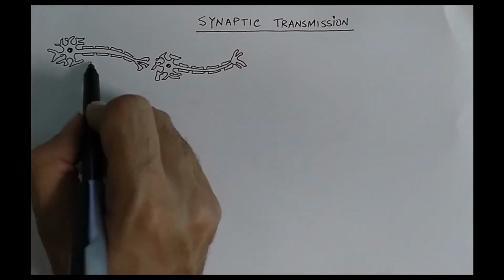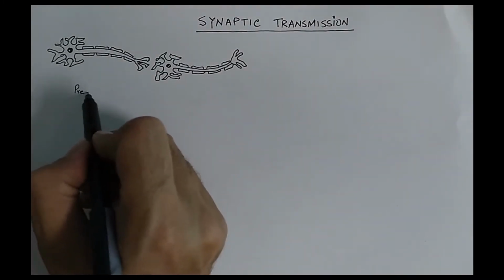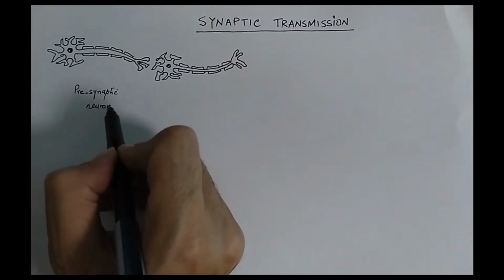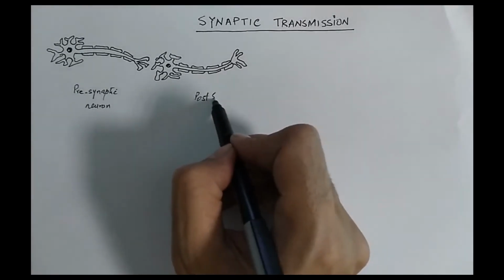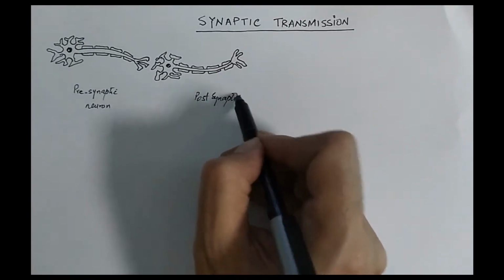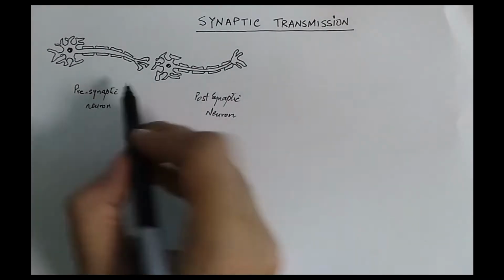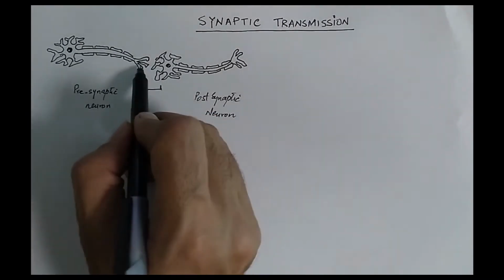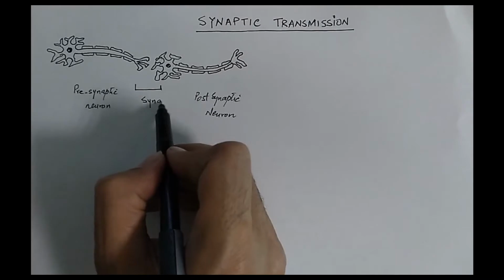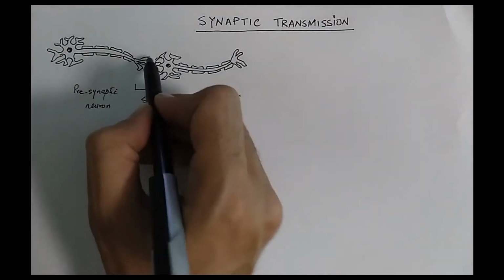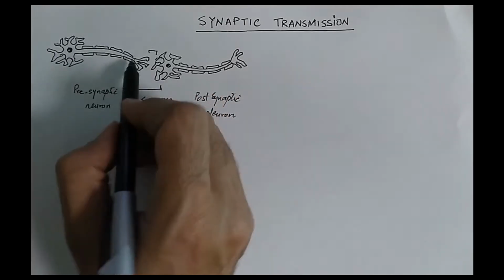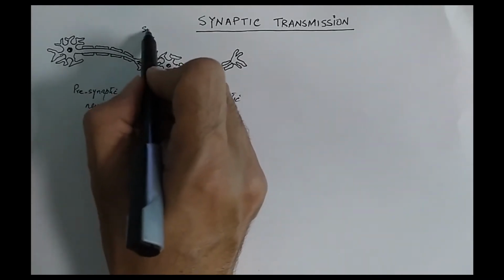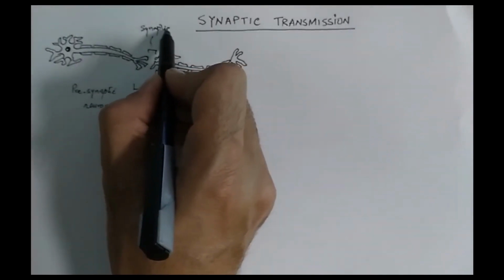so in this transmission this neuron will be known as the presynaptic neuron and this one is the postsynaptic neuron, and this gap or this place between the two neurons is called a synapse, and the gap in between the presynaptic neuron axons and postsynaptic dendrites is called the synaptic cleft.